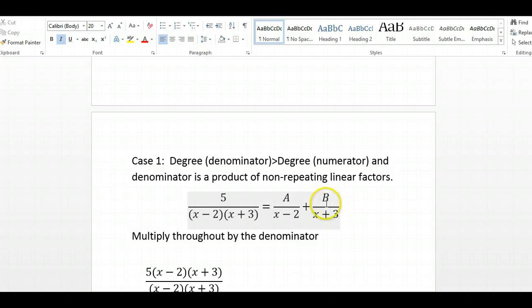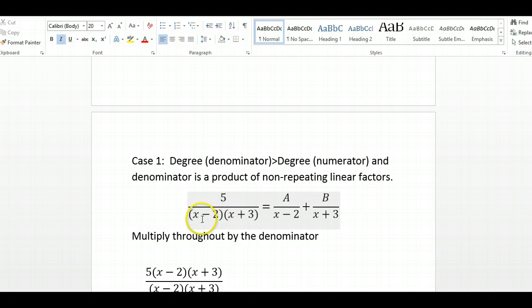The other fraction is another constant over x plus 3, the other factor. Now, this is actually our first case. We can only do this if the degree of the denominator is bigger than the degree of the numerator. Is that true? The degree of the numerator is clearly 0 and the degree of the denominator is 2.